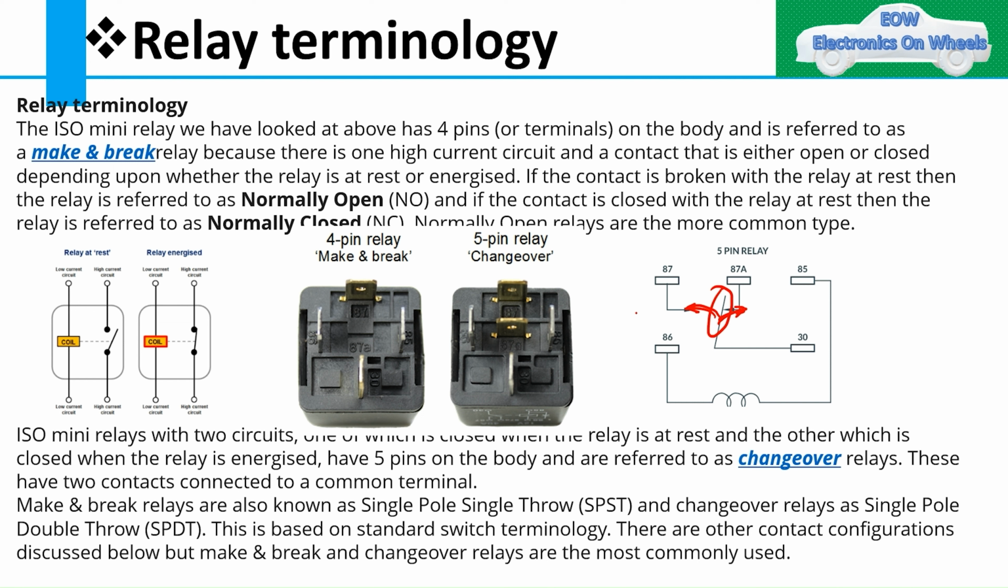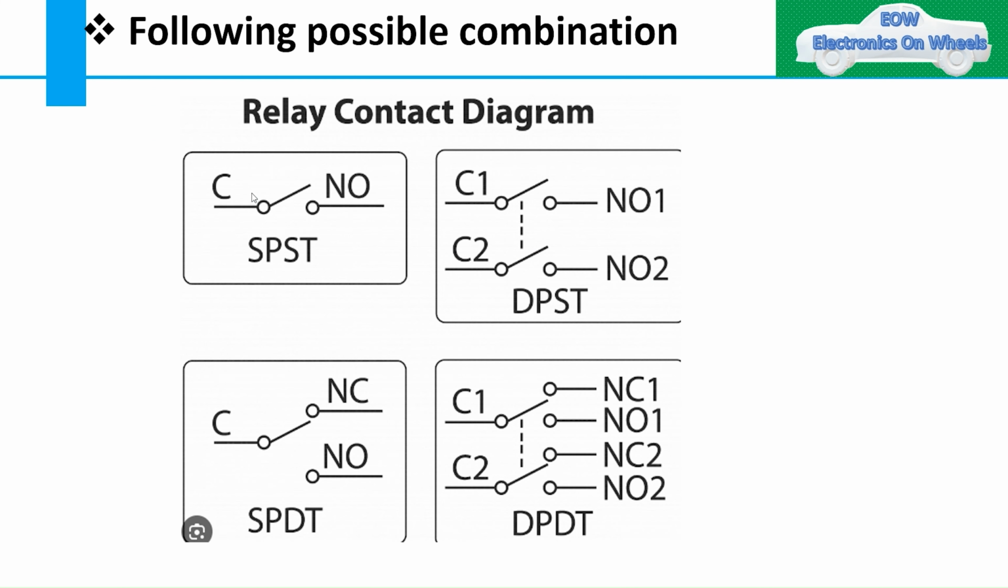So SPST and SPDT, you might have heard this terminology many times. This is based on standard switching terminology. These are the standard terms by which we say single pole single throw and single pole double throw. Even the naming of the terminals is as per a standard. We will see what standard we are using for giving these names. There are other contact configurations also that we will see, but the concept will remain the same: normally open, normally closed, and changeover.